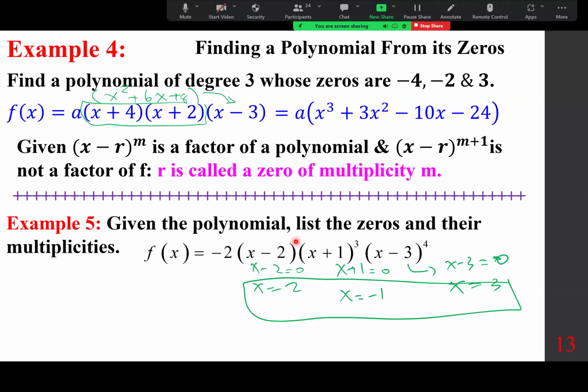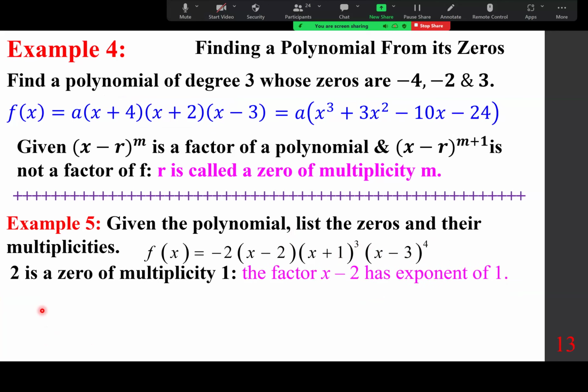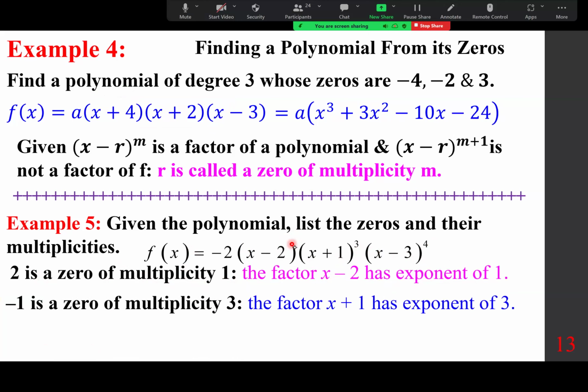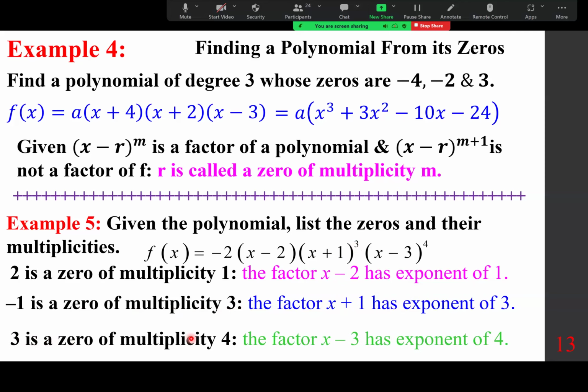Now, what is the multiplicity? Well, this has no exponent. That means exponent 1, multiplicity 1. This has exponent 3, multiplicity 3. This has exponent 4, multiplicity 4. 2 is a 0 of multiplicity 1. The factor x minus 2 has exponent 1. Negative 1 is a 0 of multiplicity 3. The factor x plus 1 has exponent of 3. 3 is a 0 of multiplicity 4. The factor x minus 3 has exponent 4.